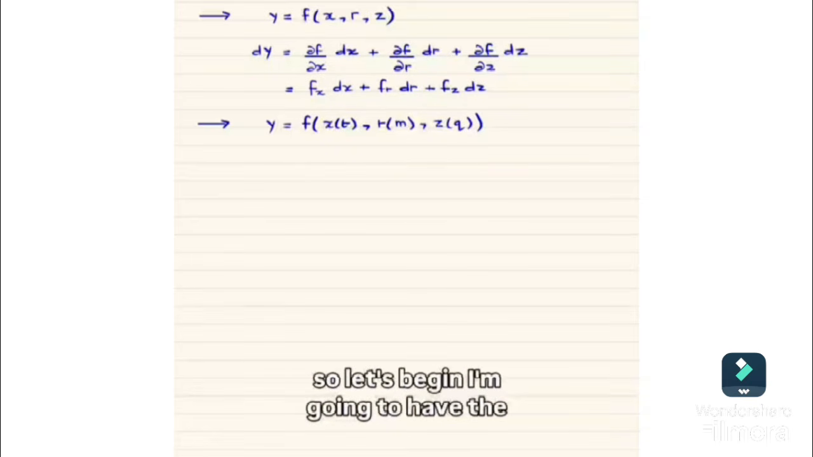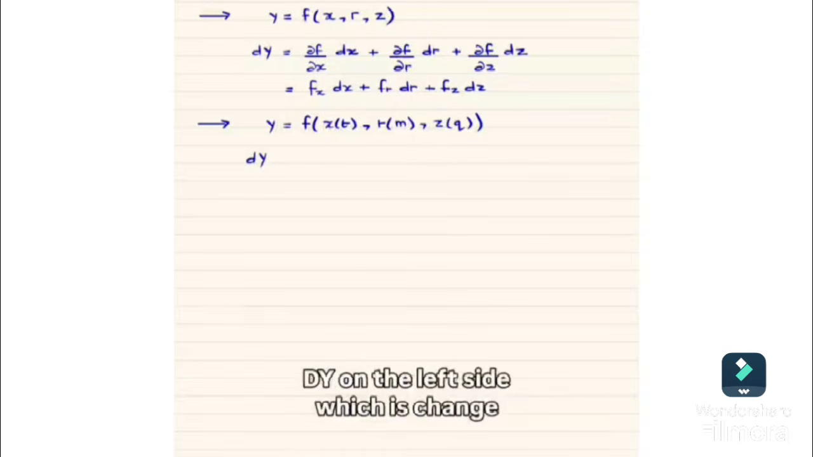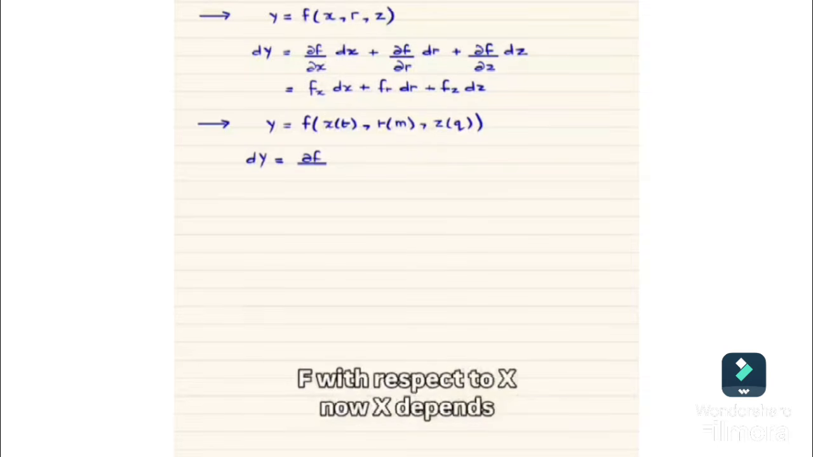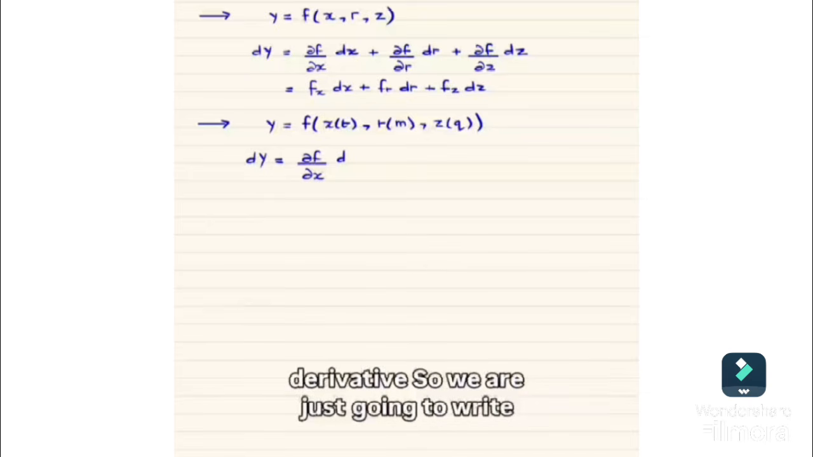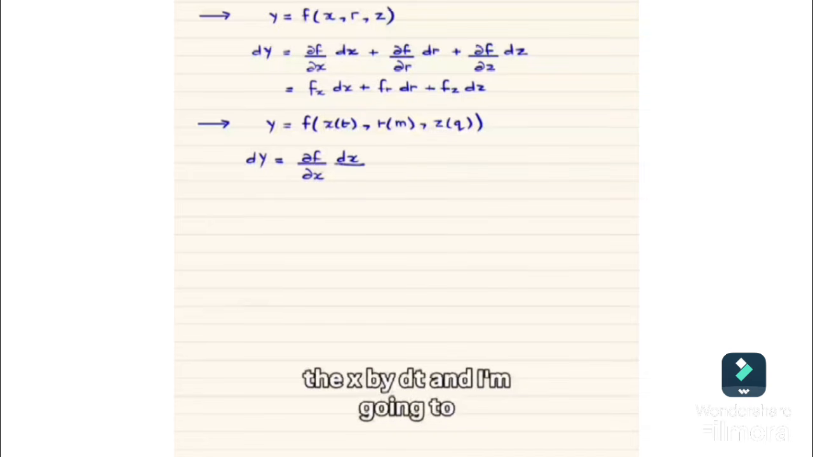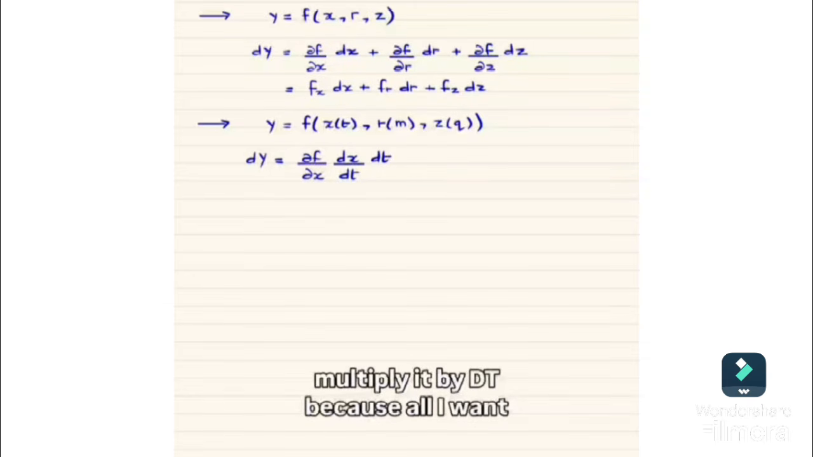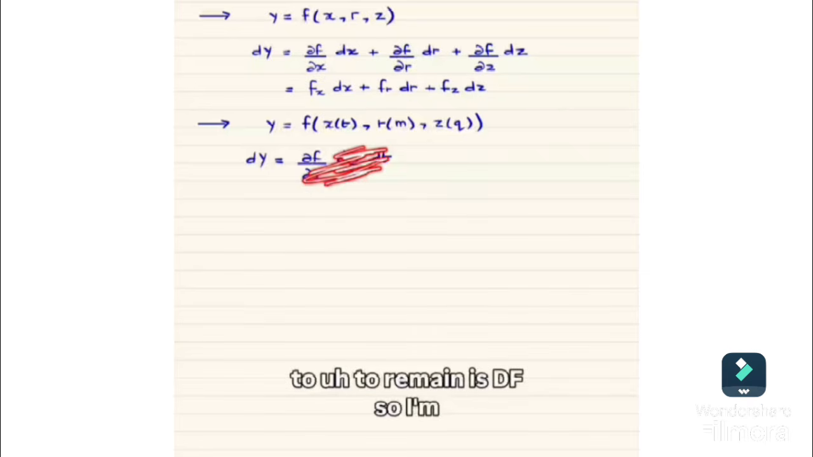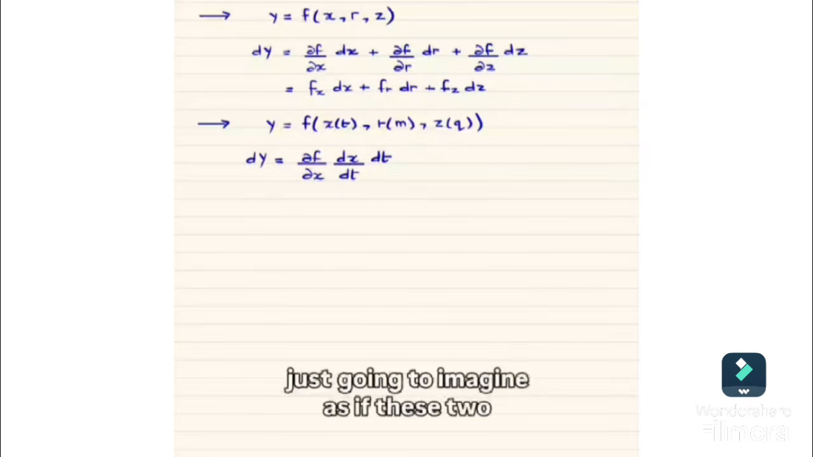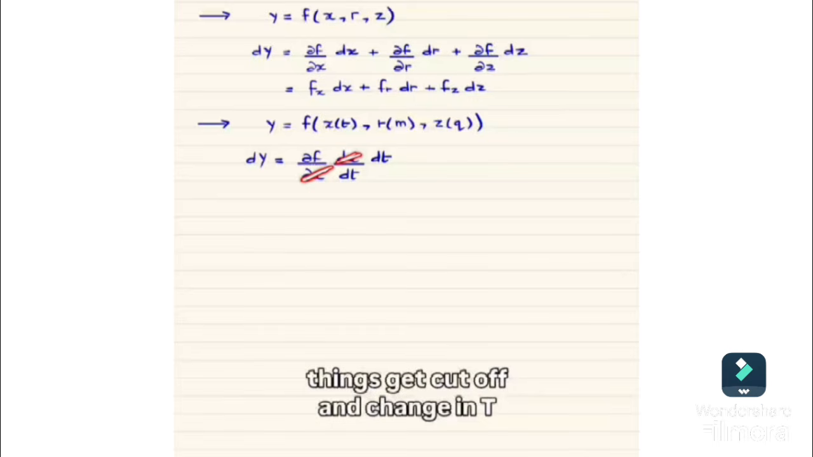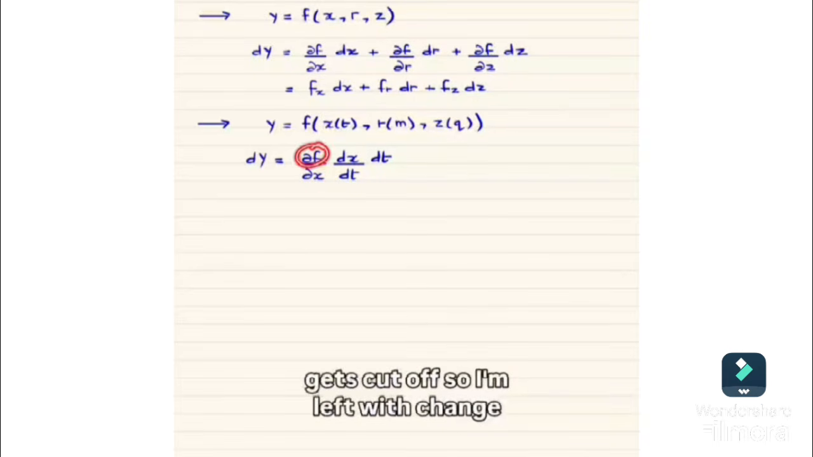So let's begin. I'm going to have dy on the left side, which is the change in y. Now again, the partial derivative of f with respect to x. Now x depends only on t, so we don't need a partial derivative. We're just going to write dx by dt, and I'm going to multiply it by dt because all I want to remain is df. I'm just going to imagine as if these two things get cut off and the change in t gets cut off, so I'm left with the change in f only.